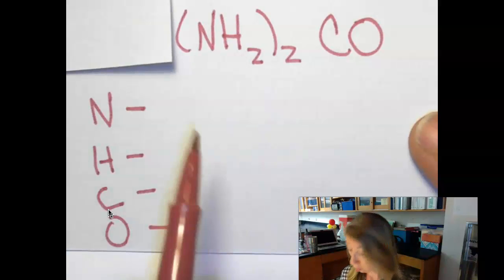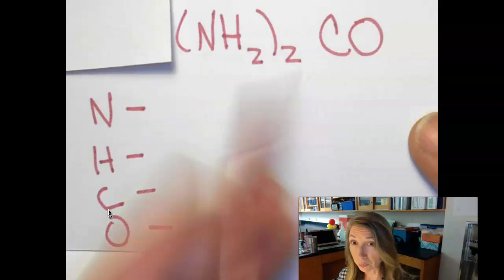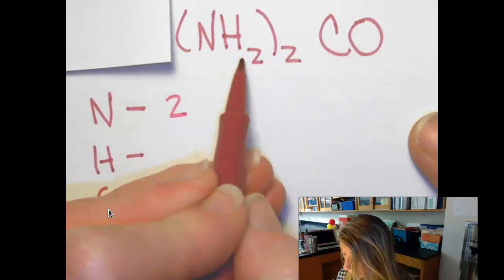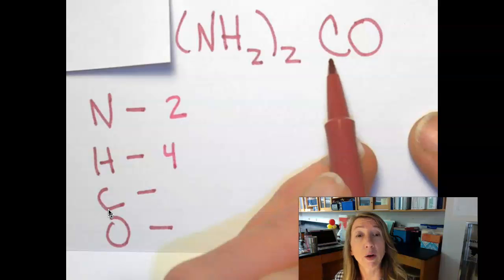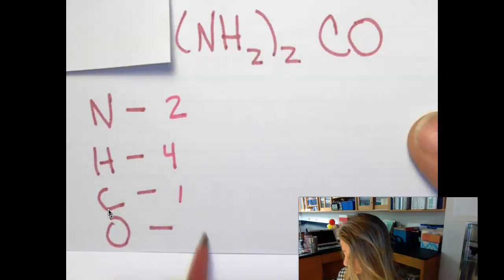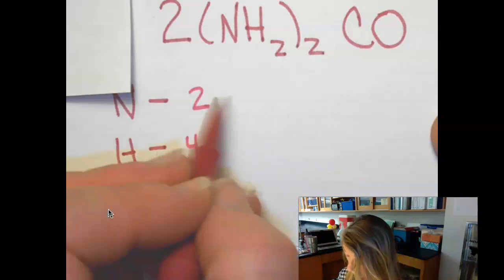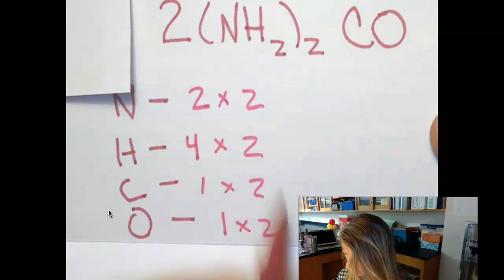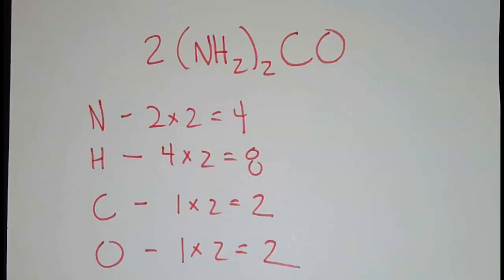So nitrogen, I have 1 nitrogen in my polyatomic ion times 2. So that is 2. I have 2 hydrogens times 2, that's 4 hydrogens. And then we go over this carbon and this oxygen, they are not inside the parentheses. So I have 1 carbon and 1 oxygen. Now I'm going to take into account for 2 of them. Times 2. For a total of 4 nitrogens, 8 hydrogens, 2 carbons, and 2 oxygens.